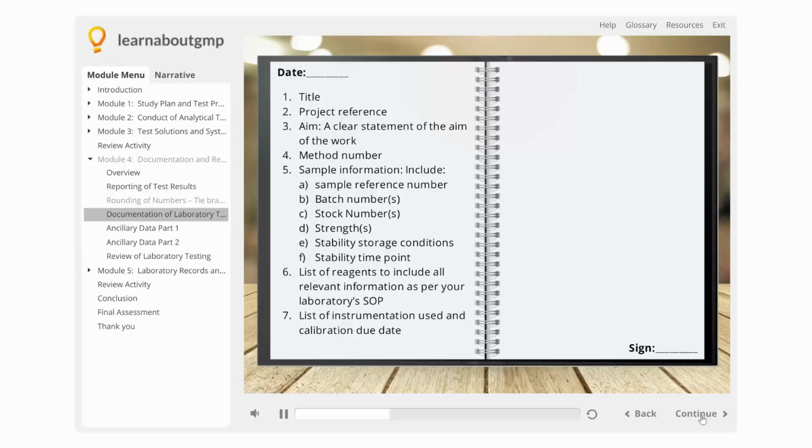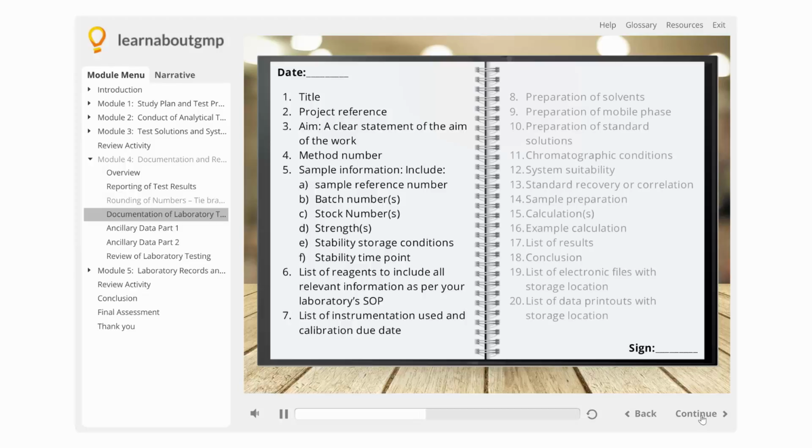4. Method number. 5. Sample information, including sample reference number, batch number, stock number, strengths, stability storage conditions, and stability time point. 6. List of reagents, to include all relevant information as per your laboratory's SOP. 7. List of instrumentation used and calibration due date. 8. Preparation of solvents. 9. Preparation of mobile phase. Provide full information. 10. Preparation of standard solutions. Provide full information. 11. Chromatographic conditions.